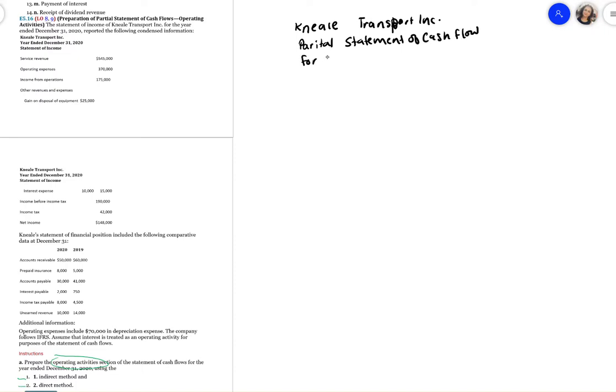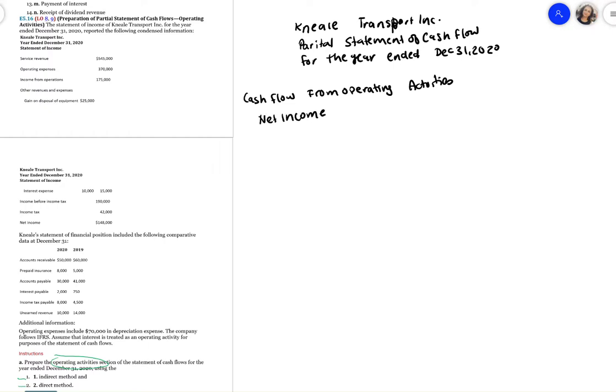And for the year ended December 31st, 2020. So again, the first thing we're going to start from is cash flow from operating activities. And then the income we start with is net income. In this case, they told us what the net income is: 148,000. So that's our first number that we're starting with.